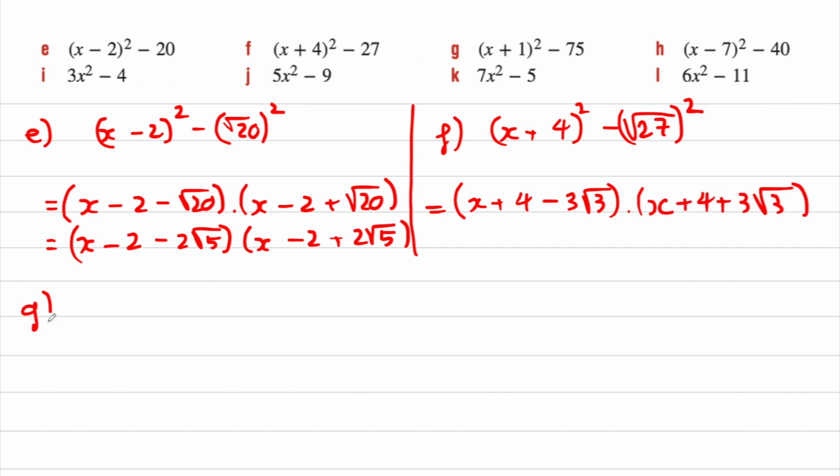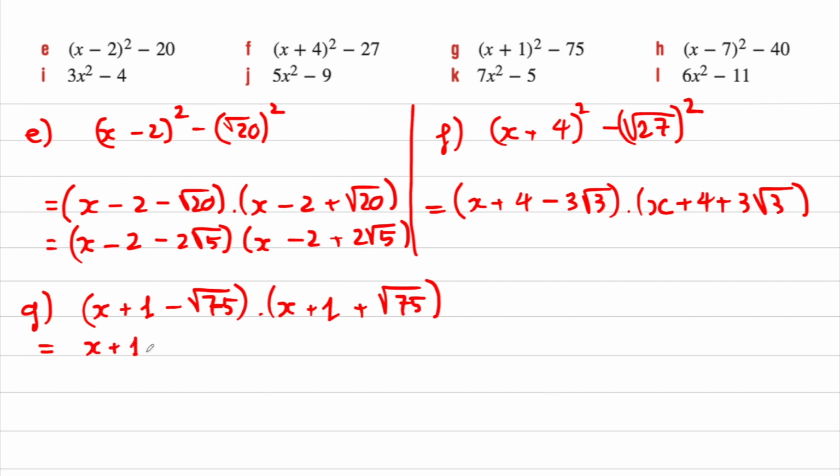Question G: h plus 1 squared minus square root 75 squared. For this one, h plus 1 minus square root 75. 75 is 25 times 3, and the square root of 25 is 5. So you get this form, h plus 1 minus 5 square root 3, and the next one will be plus 5 square root 3.